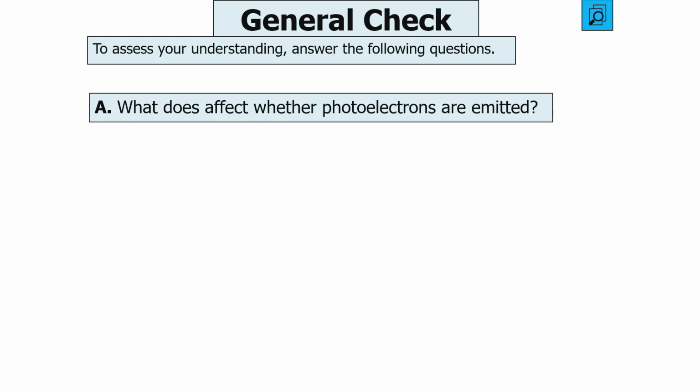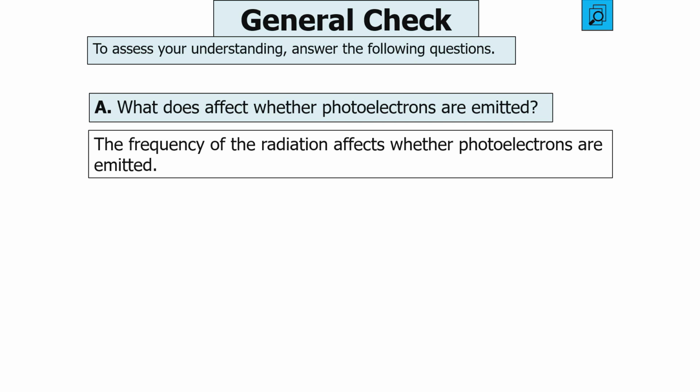What does affect whether photoelectrons are emitted? So pause the video now, then unpause the video when you want to go through your answer. The frequency of the radiation affects whether photoelectrons are emitted.